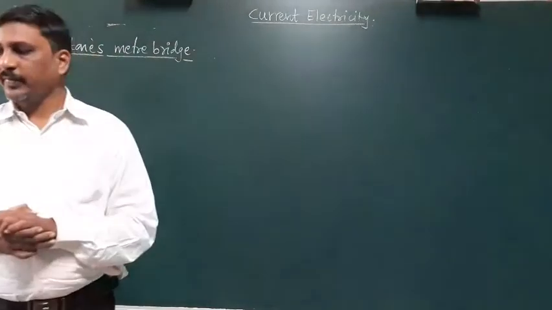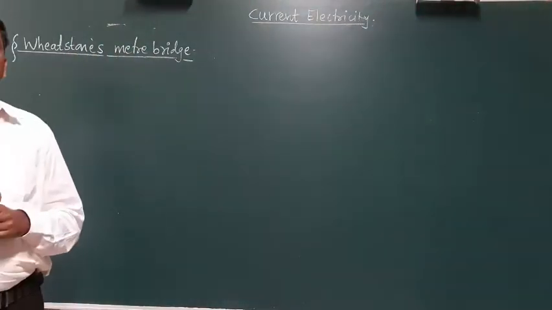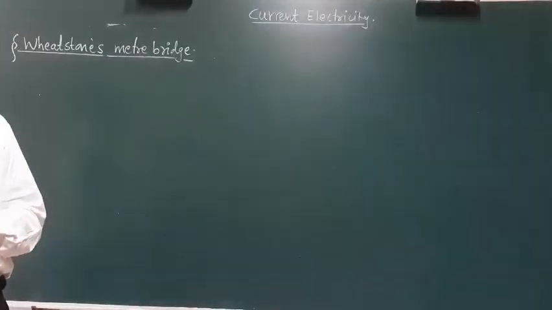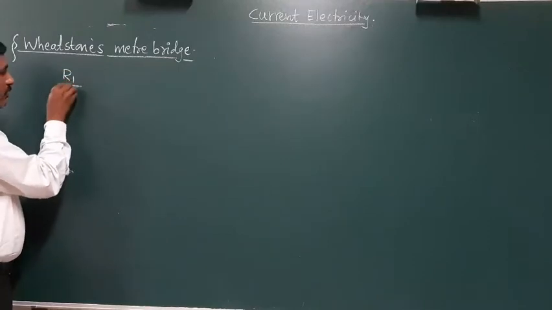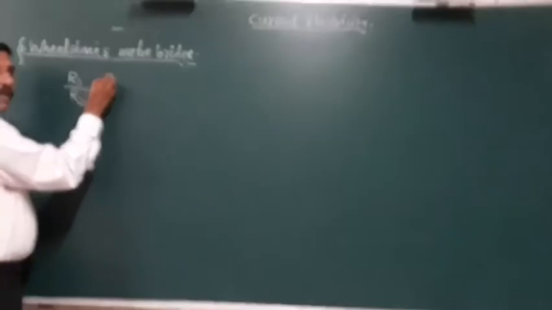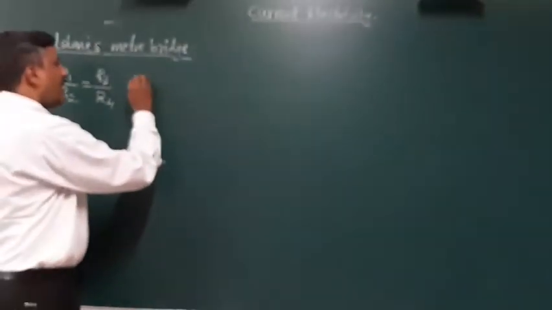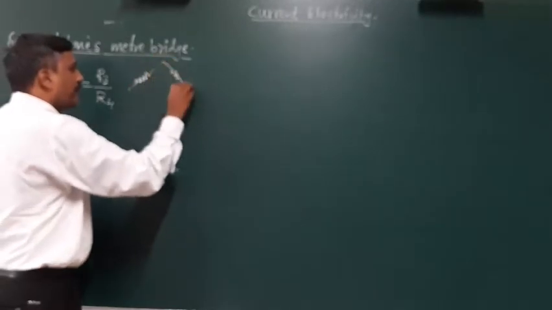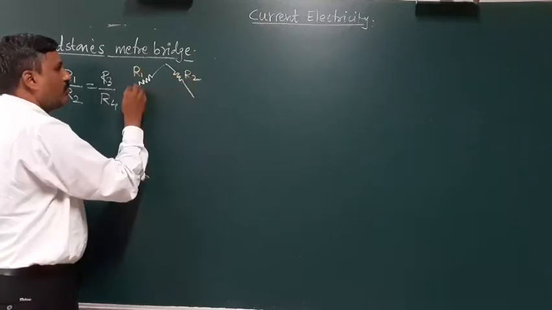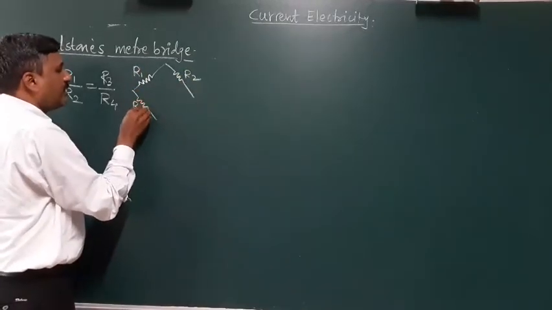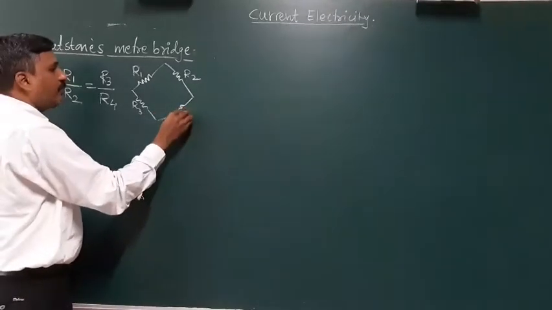Hello friends, in the previous lecture we studied the Wheatstone's balancing condition for resistances. The Wheatstone's balancing condition for resistance is R1 by R2 equals R3 divided by R4. This is the Wheatstone's balancing condition, and the resistances are arranged in this way. This is the first resistance R1, second resistance R2, third is R3, and the last resistance R4 is here.